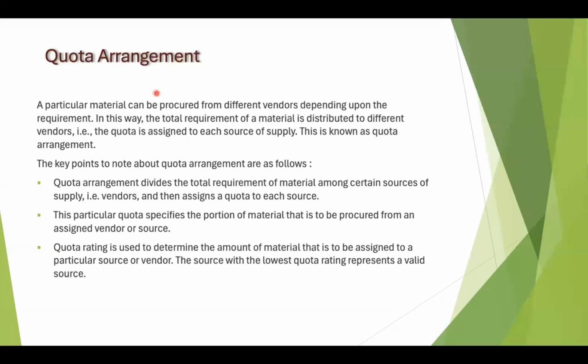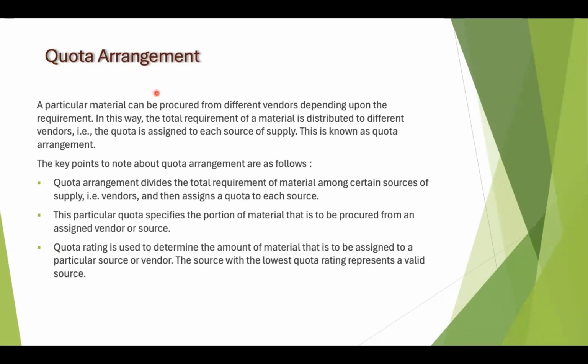So the business wants to maintain that whenever I procure 100 quantity, I want to get 50% from one vendor and 50% from another vendor, or else 40, 30, 20. Whatever such requirements can be fulfilled with quota arrangement. At a high level, quota arrangement is useful for source of supply, especially when you're using MRP.